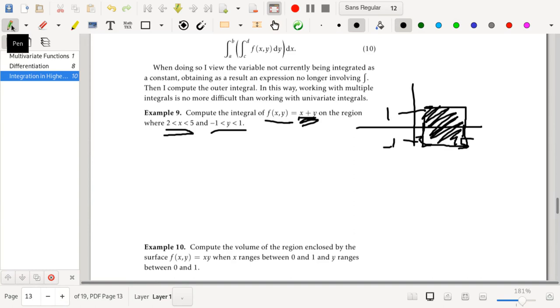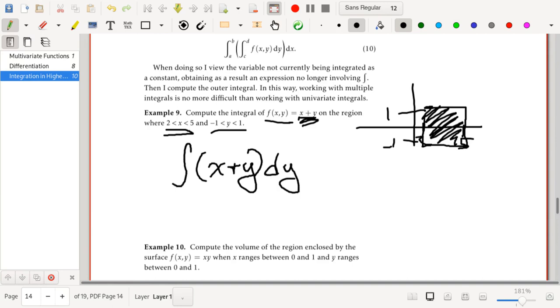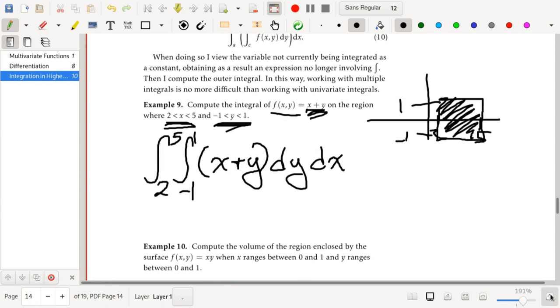So in this case, I don't actually really care all that much about which one I integrate first. So let's say we'll integrate with respect to y first, and then we'll integrate with respect to x. And if we're going to integrate with respect to y first, we need to think about what the bounds of our integral should be. Well, okay, y is between negative 1 and 1, so we'll put negative 1 and 1 here for the bounds of the y integral. And since x is between 2 and 5, we'll put 2 and 5 as the bounds of the x integral. Okay, now let's actually compute the integral.